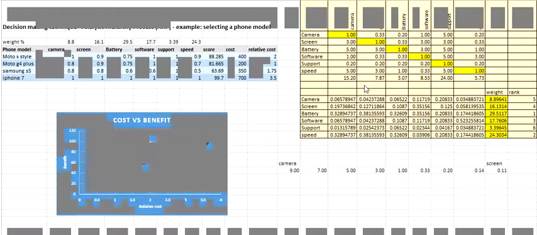Hello, today I'm going to show you how to use a decision making technique in a very complex decision making situation. It is called Analytic Hierarchy Process, AHP, and I'm going to demonstrate how to use Analytic Hierarchy Process, AHP, using an example.